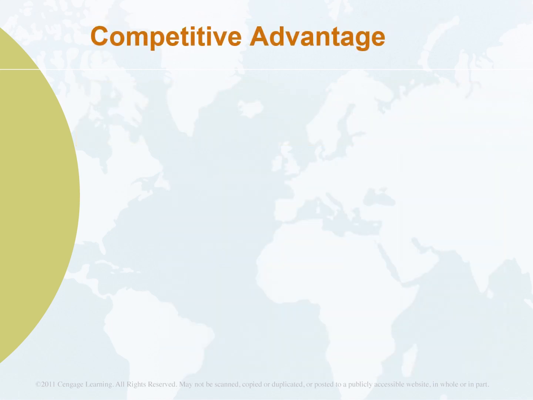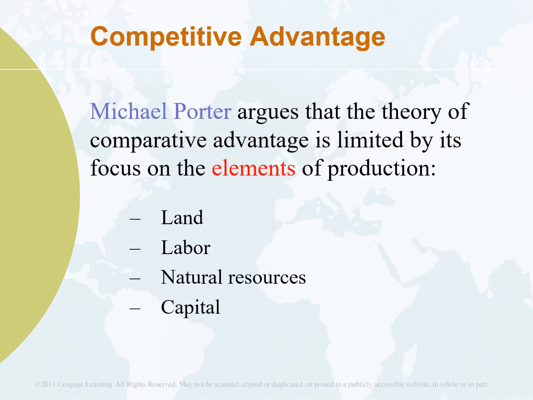I want you to read the textbook and think through this part of the chapter, so make sure you fully understand that. Okay. Professor Michael Porter, you probably heard about him. He was a professor of economics. He argued that the theory of comparative advantage is limited by its focus on elements of production. What are the elements of production? Land, labor, natural resources, and capital. And that gives you the competitive advantage.